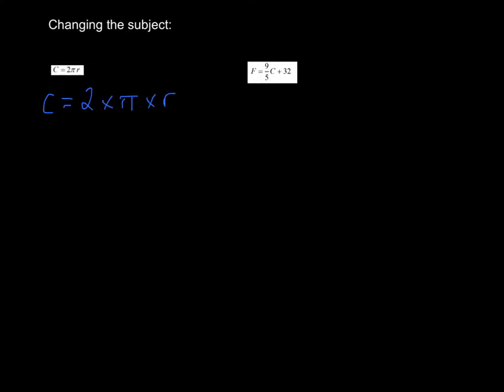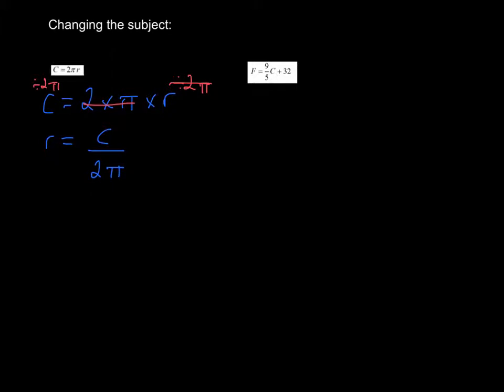So for me to get r by itself, I simply can divide both sides by 2 pi. If I divide by 2 pi, that will cancel that out on this side and leave me with r, and then r will equal C over 2 pi. So I've got r as the subject, and that's what we need to do. So I've rearranged the equation to get r as a subject.